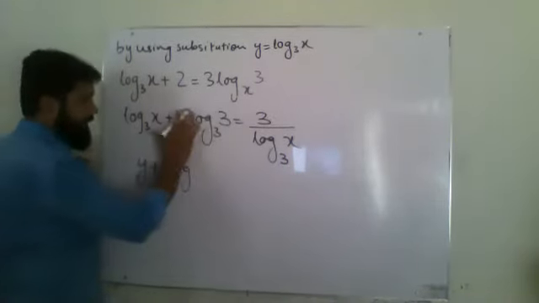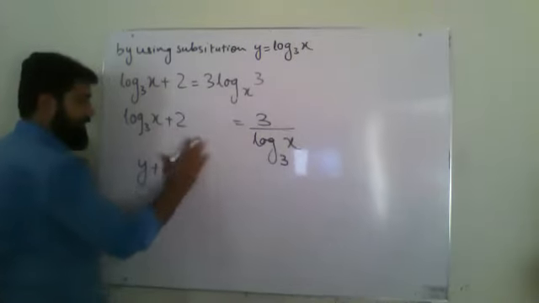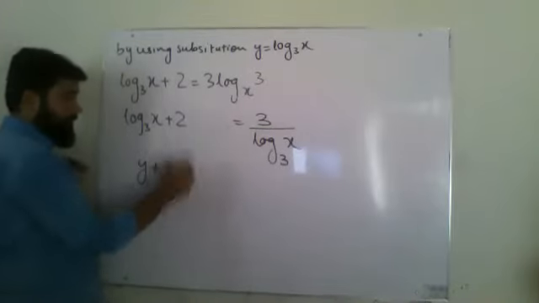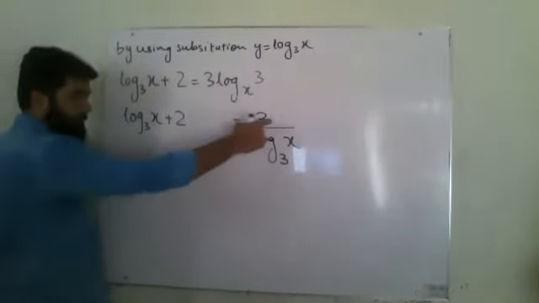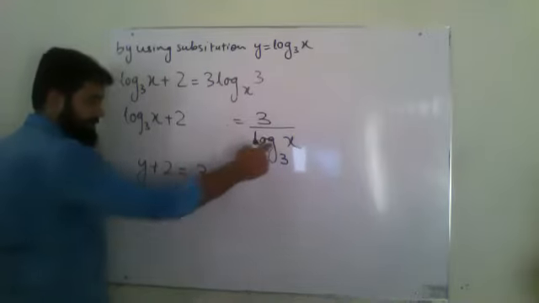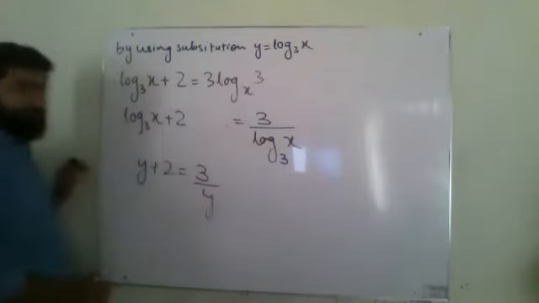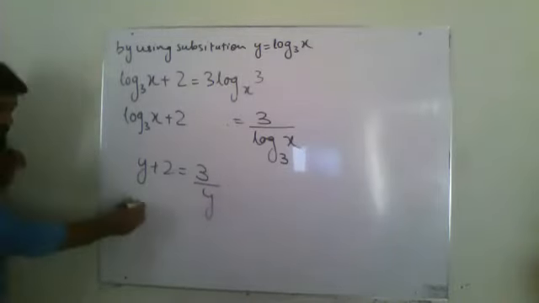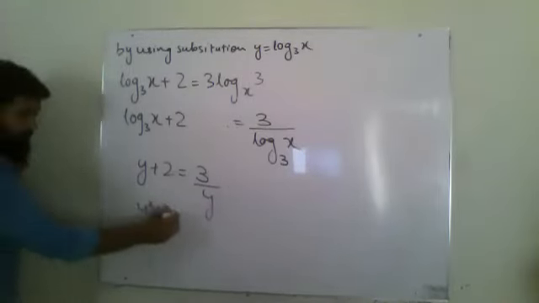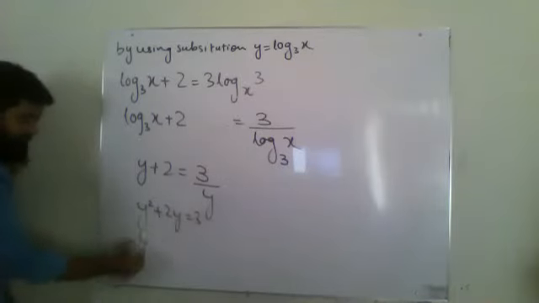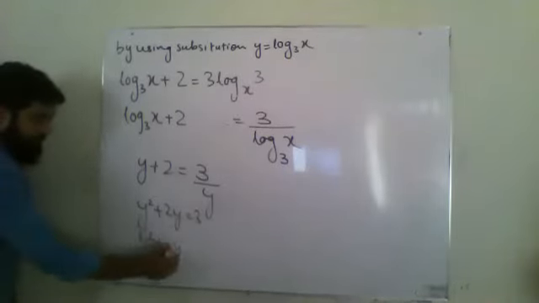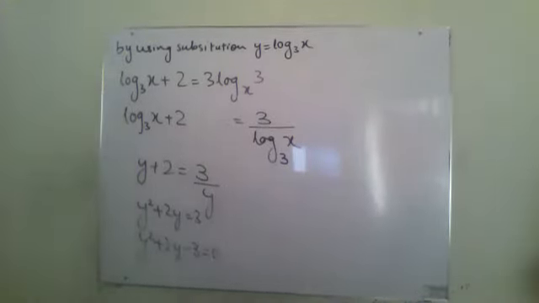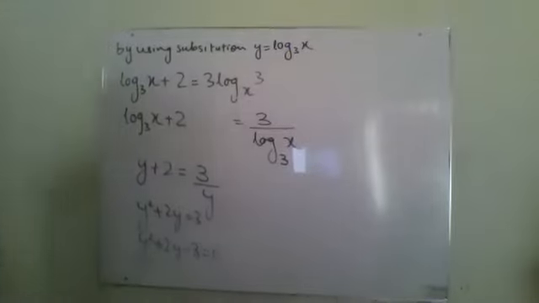Okay, I'm not applying log over here, I'm just keeping it in this way. Maybe I will not need it because I'm going to remove it. 3 will remain like this, and this will be written as y. After this y will be shifted over here. Y square plus 2y equals to 3. Y square plus 2y minus 3 equals to 0.